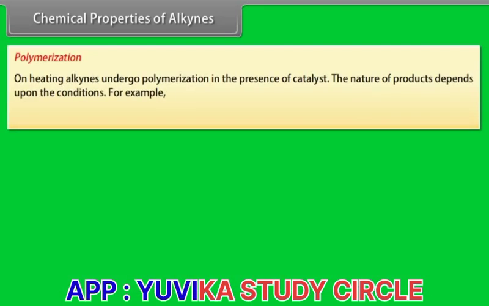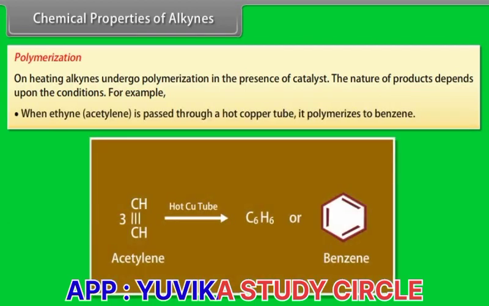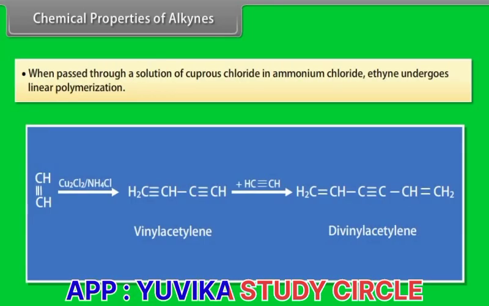Polymerization. On heating, alkynes undergo polymerization in the presence of a catalyst. The nature of products depends upon the conditions. For example, when ethyne, acetylene, is passed through a hot copper tube, it polymerizes to benzene. When passed through a solution of cuprous chloride in ammonium chloride, ethyne undergoes linear polymerization.